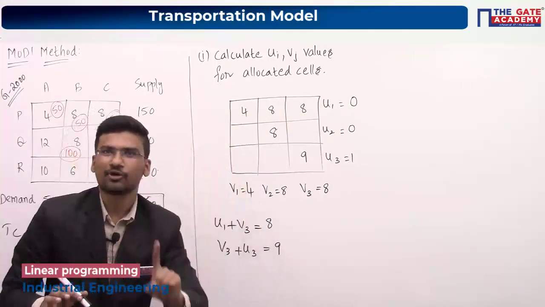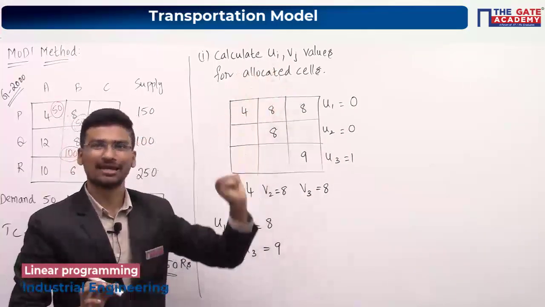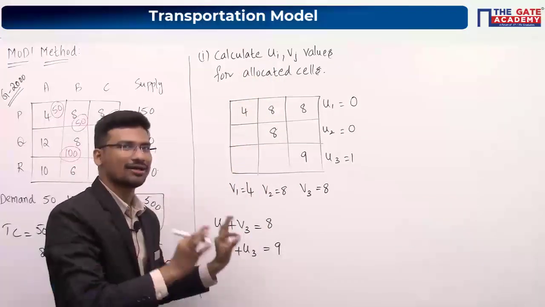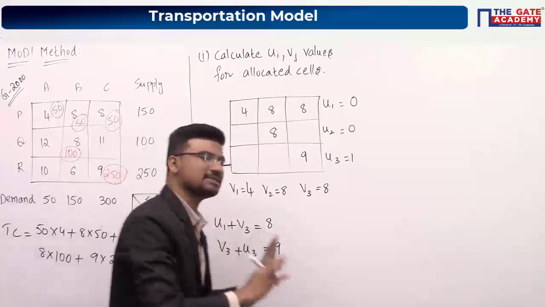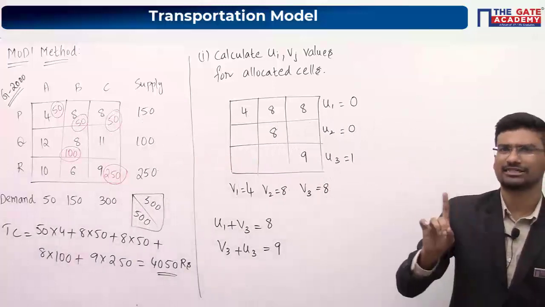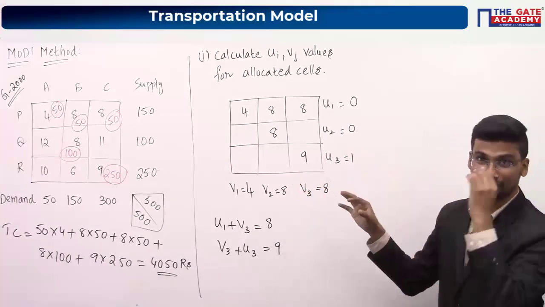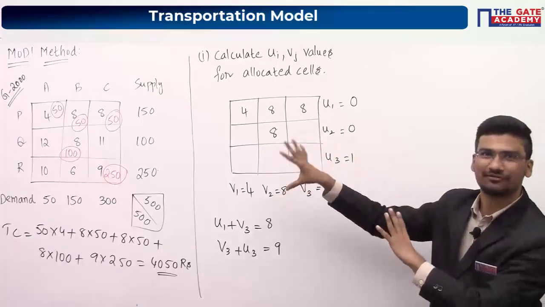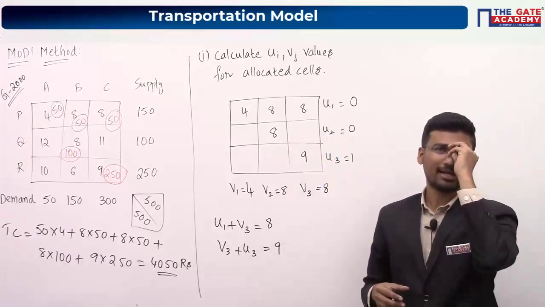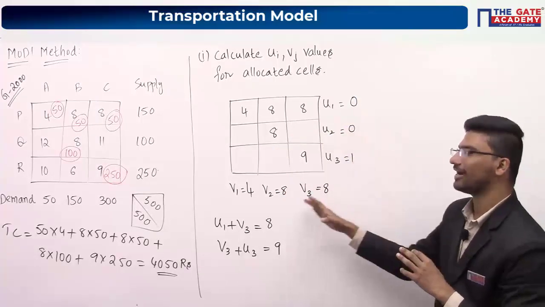In the first step you have to calculate ui and vj values. So hope you have understood this particular step. Please reply if you are having any doubt in the first step. It is a little bit lengthy procedure, that's why we will take doubts after completing each and every step. So please do reply if you are having any doubts in calculating these values.